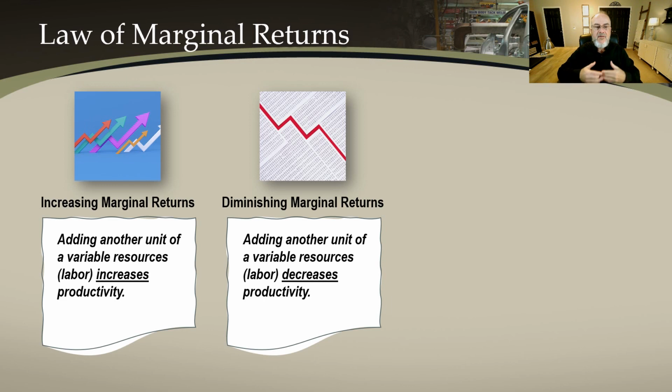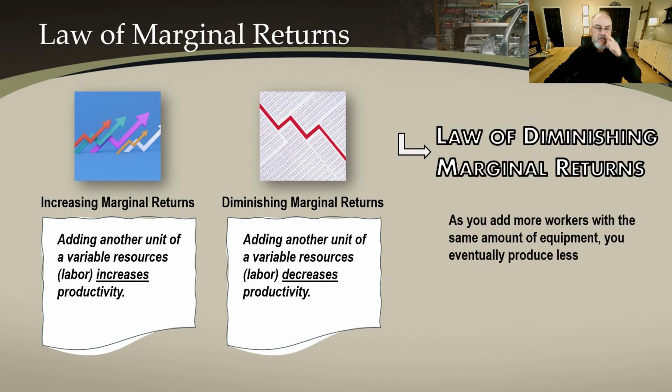So I'm going to have a decreasing return on my variable input, my variable resource, which in this case we're talking about is labor. So this brings us to a law, the law of diminishing marginal returns. Basically, as you add more workers with the same amount of equipment and space and facilities and all that, fixed resources, you're eventually going to produce less. So you have to keep that in mind.